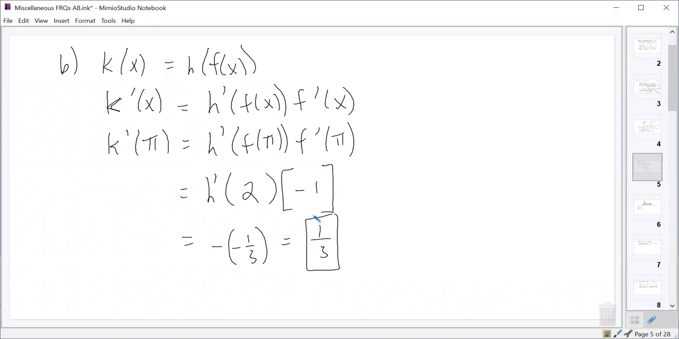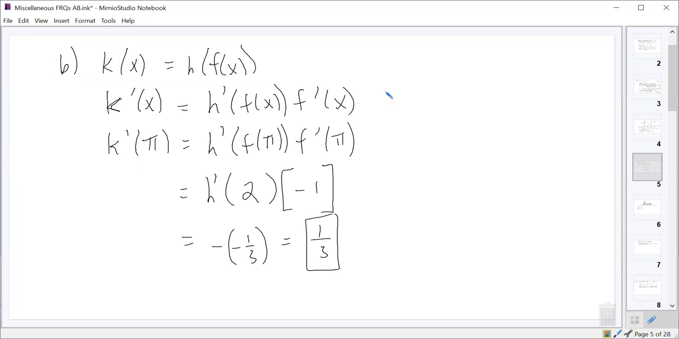Two of the points for this problem. That's the wrong scoring guide. Somewhere I have the right scoring guide, I thought. Maybe not. I gotta find the right scoring guide.